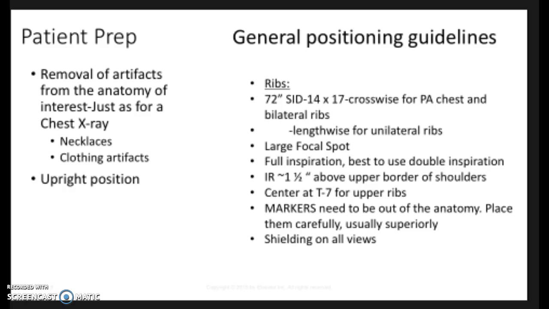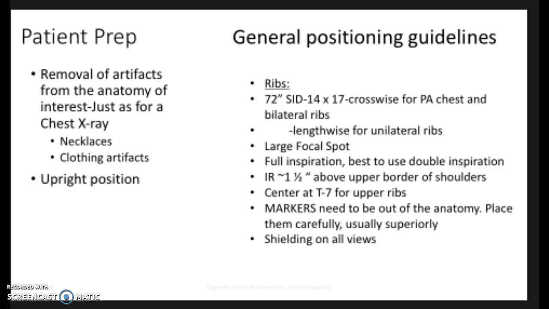Most of the rib views are 72 inches, and your cassette or your image receptor is going to be crosswise if you're doing a PA or bilateral ribs, and lengthwise for unilateral ribs. Use the large focal spot. Full inspiration for the upper ribs. It's best like with your chest x-ray where you have them take a deep breath in and then blow it out and then take another deep breath in, because you want to be able to see plenty of ribs up above the diaphragm.